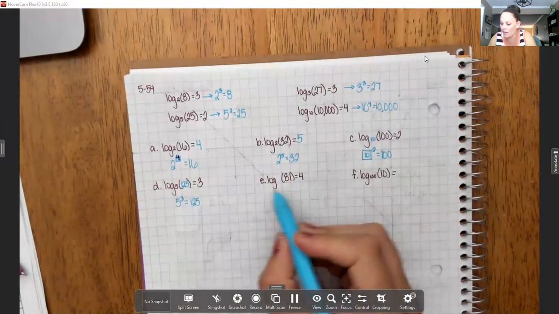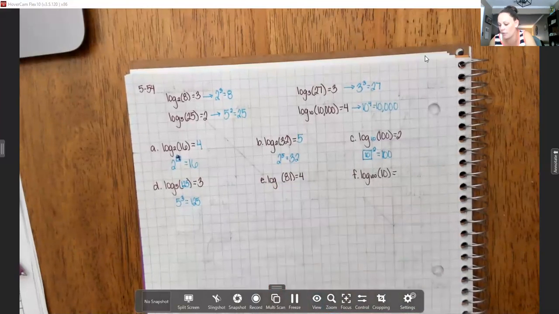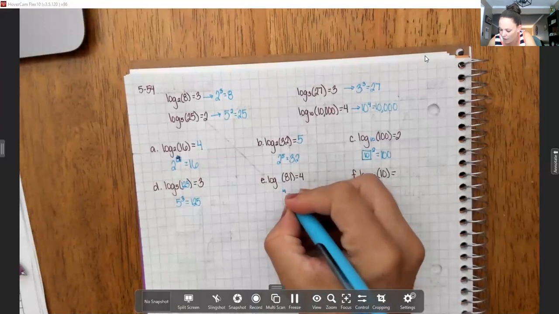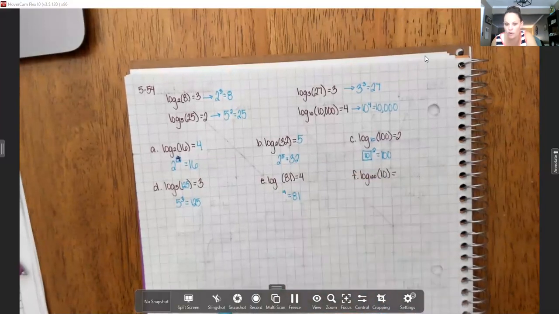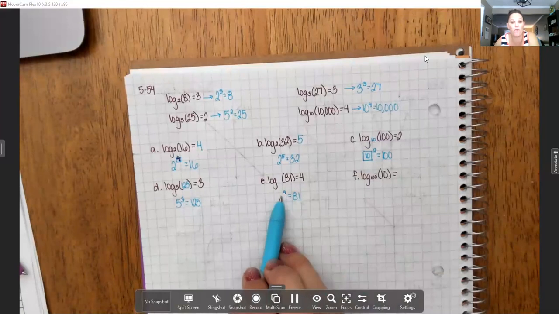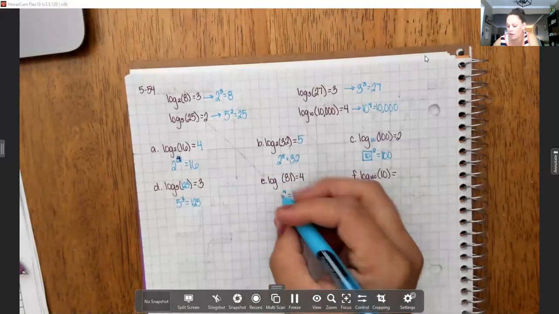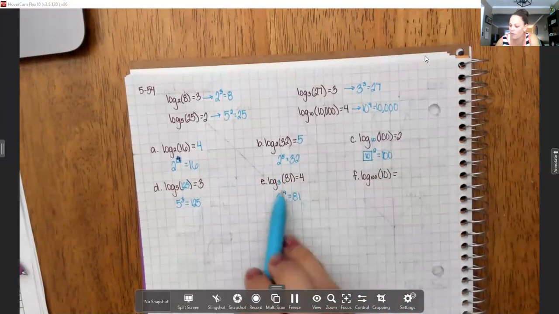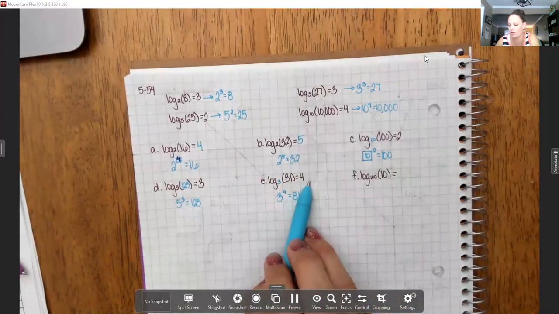Here we're saying, okay, log base something of 81 equals 4. So some number to the fourth power equals 81. So what number do you multiply together 4 times to give yourself 81? That's going to be a 3. So log base 3 of 81 is 4.